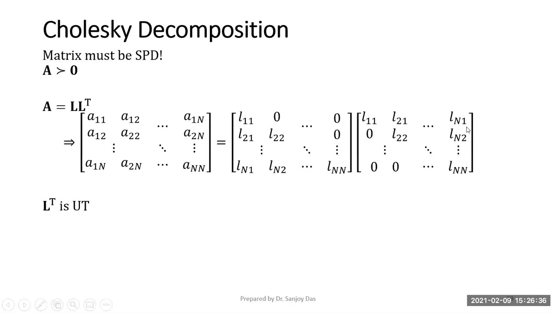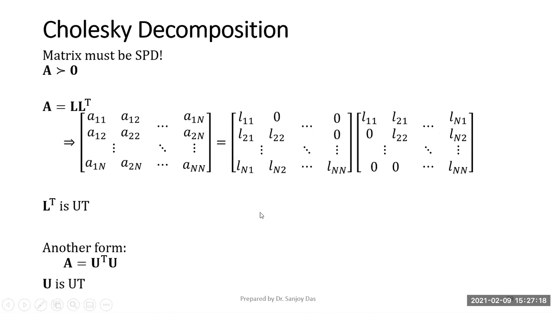Now, L transpose is upper triangular. If this is L, this is L transpose. So basically, since L transpose is upper triangular, it does look like LU decomposition, right? A equals a lower triangular matrix times an upper triangular matrix. So it's a special case of LU decomposition, where the upper triangular matrix is nothing but the transpose of the lower triangular matrix. And this Cholesky decomposition is only applicable when A is symmetric positive definite.